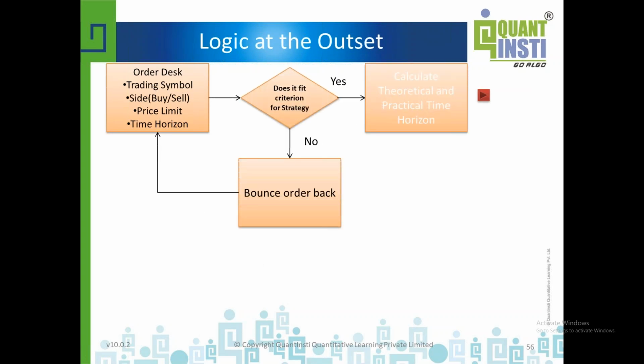So this is the logic at the outset, right? Your order desk gets the trading symbol, the size, the price limit, and the time horizon. So if it fits your criteria for strategy, right, then you will calculate the theoretical and the practical time horizon, and I'll tell you how to calculate them. But frankly, if it doesn't fit your criteria, you will just bounce it back to, say, a manual trade or whatnot. Your algorithm will not take such orders.